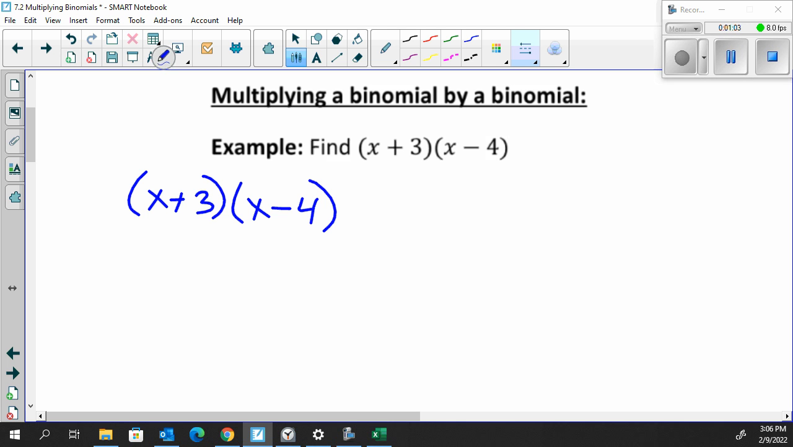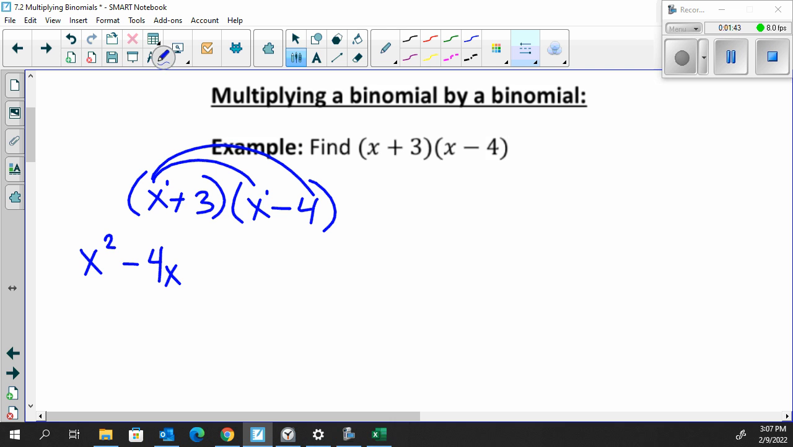I'll distribute the x. I got to do x times x. What's x times x? X squared, right? Because remember, there's ones up there. We just don't write them all the time, and you got to add those things when you multiply. So that's x squared. And then I distribute it to the next piece. X times negative 4. What's that? Negative 4x. Okay. You guys tracking with that? So that's my first part that I need to distribute.